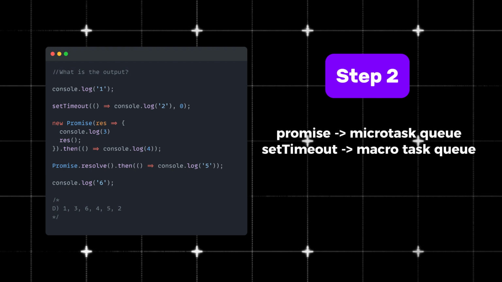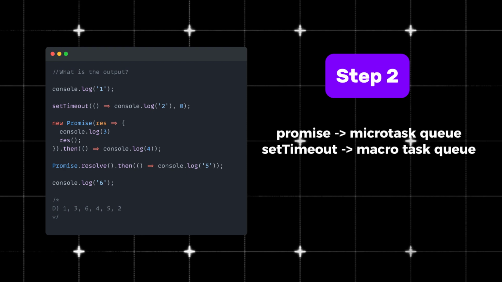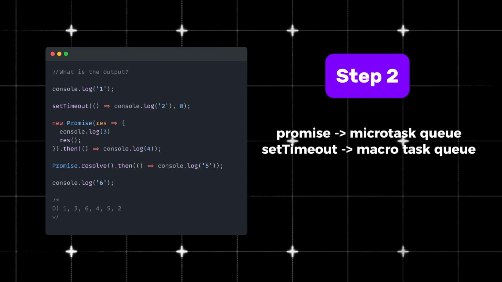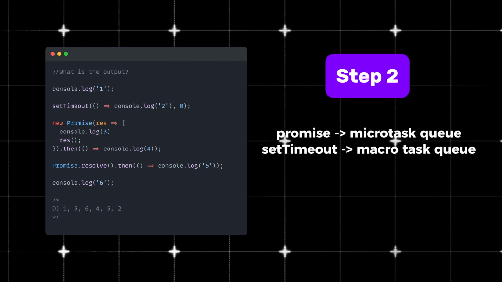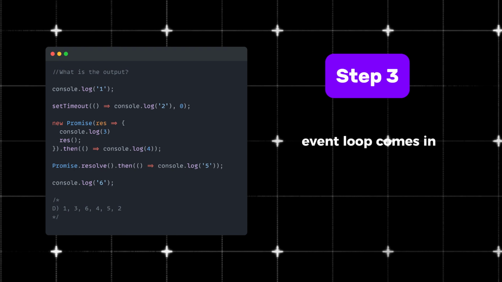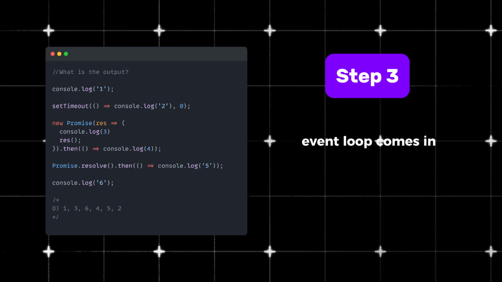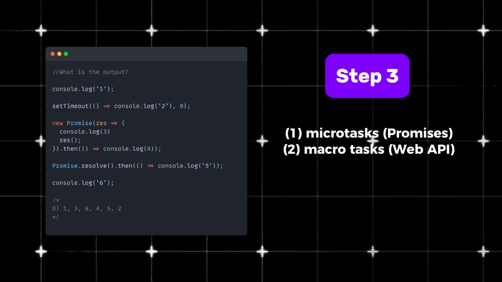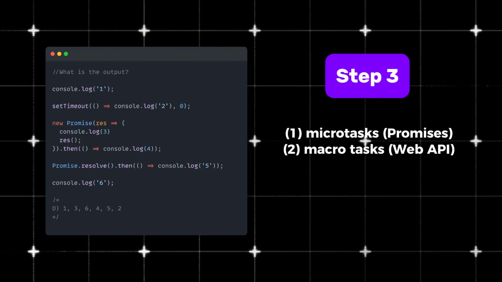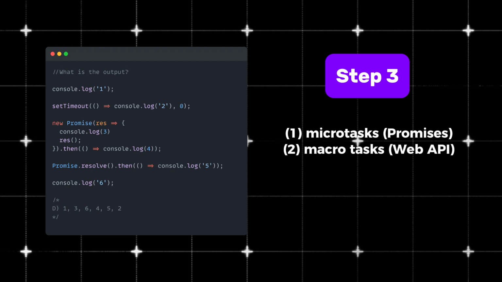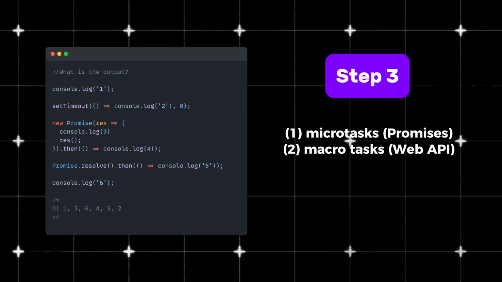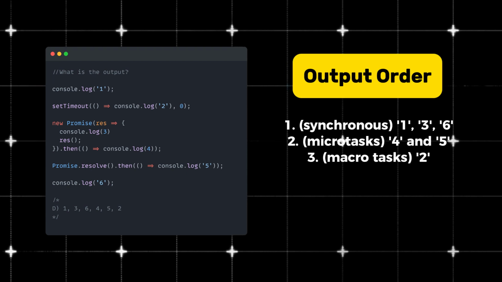The promise callbacks go to a microtask queue, and the set timeout callbacks go to another queue called the macrotask queue. Once the call stack is empty after executing all the synchronous code, it will process all the microtasks first, which are the promises, and then it handles the macrotask, which is the set timeout. So the output order is like this.